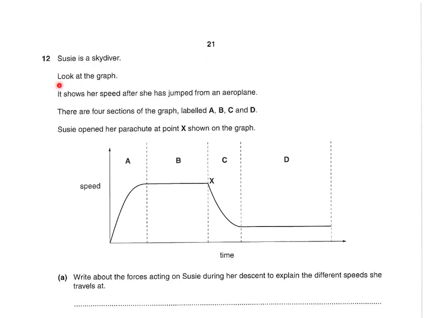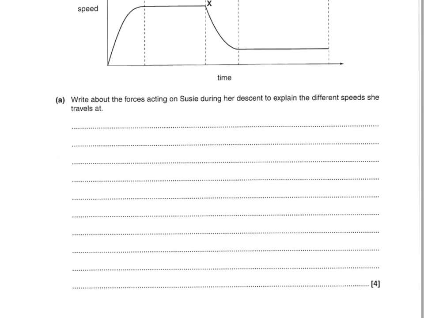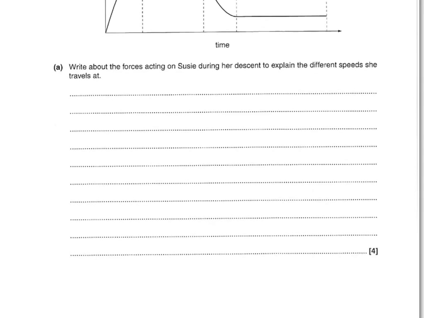Suzy is a skydiver. Look at the graph. It shows her speed after she has jumped from an aeroplane. There are 4 sections of the graph, level A, B, C and D. Write about the forces acting on Suzy during her descent and explain the different speeds she travels at.